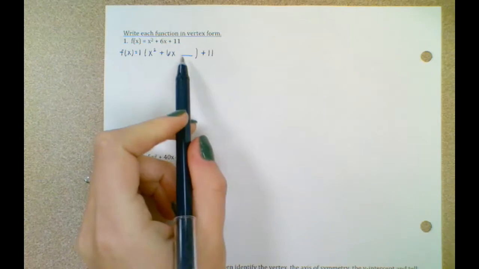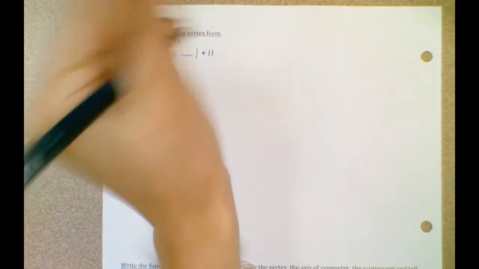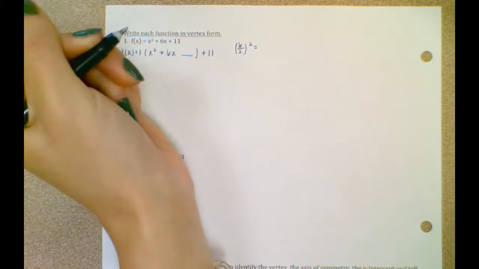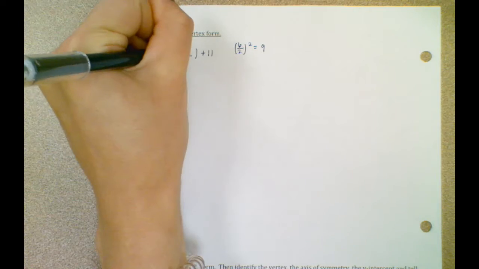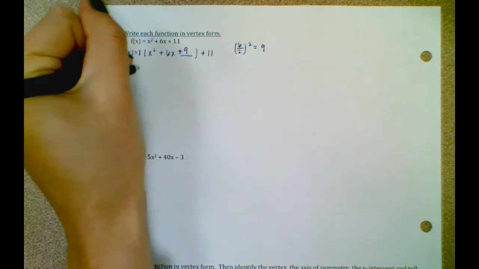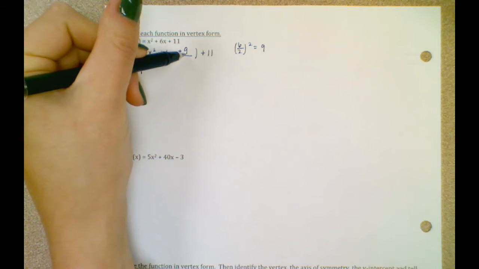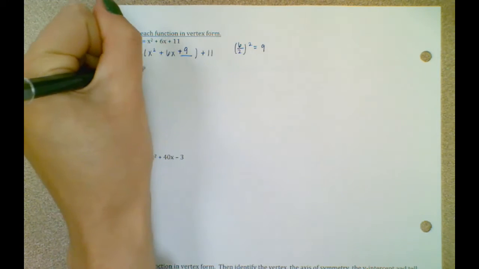Now step 2 is to complete that square. So let me take the 6, divide it by 2, and square it. 6 divided by 2 is 3. 3 squared is 9. So I'm going to add 9 right here. Now remember, we have to subtract this value times the leading coefficient to maintain the value of the expression.